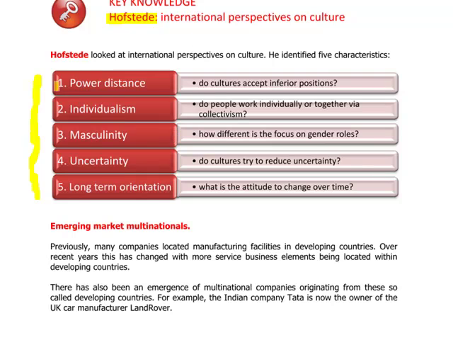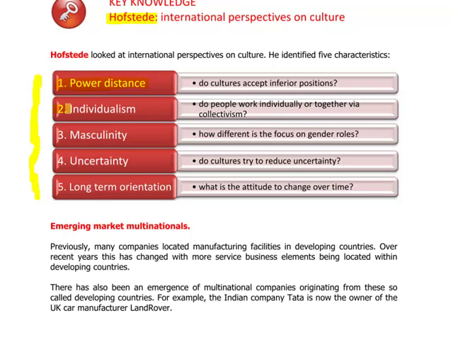So first of all, power distance. What is meant by power distance? Power distance is asking the question, do countries or individuals within those countries accept inferior positions? Do they gladly accept inferior positions? So differences in power. Do they challenge authority, or do they readily accept authority?